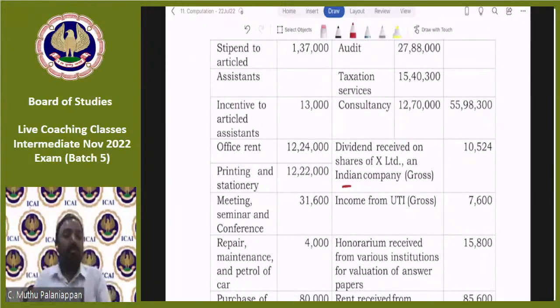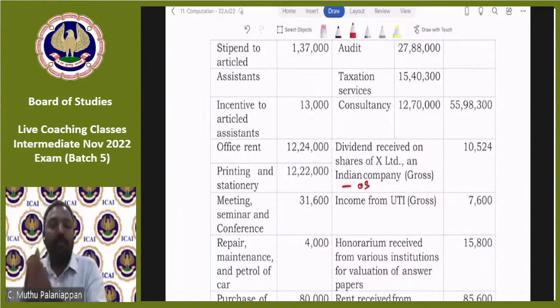And I will also put one more thing. It must be added to income from other sources. So I'll put OS. So it must be removed from PGBP and included under income from other sources.